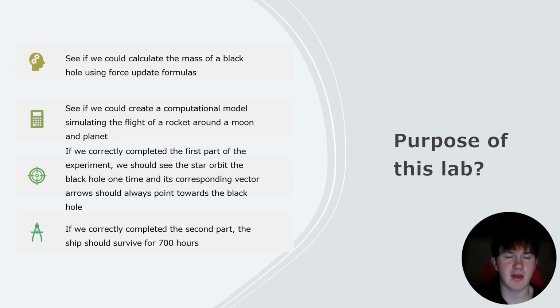So what was the purpose of this lab? Well, we had two parts. The first part's purpose was to see if we could calculate the mass of a black hole using the force update formulas. And then the second part, we wanted to see if we could create a computational model simulating the flight of a rocket around a moon and a planet. If we correctly completed the first part of the experiment, we should see that the star orbits the black hole one time and its corresponding force and change in momentum vectors are always pointing towards the black hole or in the direction of movement. If we correctly completed the second part, the ship should survive for 700 hours.